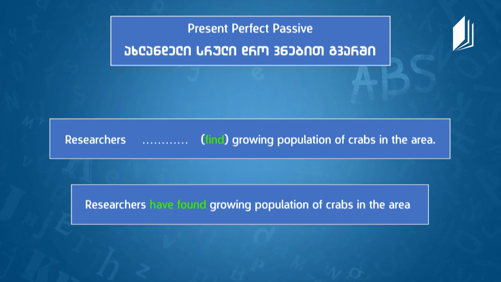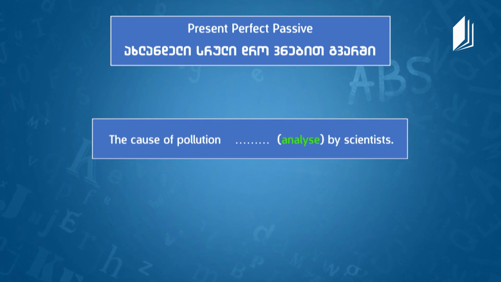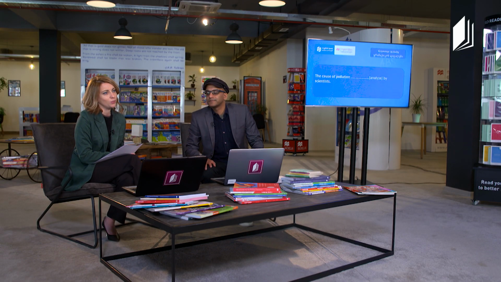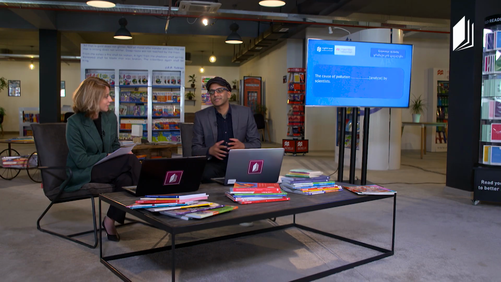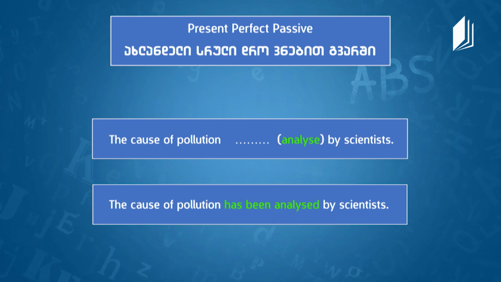Okay, now we can move on to the next sentence, and it is the cause of pollution. Then we have analyze, then by scientists. Again, the doer of the action, the agent, is at the end of the sentence. This is scientists. So I think that the focus here is on the action itself. Very good. So I have to use passive voice. So I would say the cause of pollution has been analyzed by scientists. Sounds excellent. Let's see. Yeah, absolutely right. So the cause of pollution has been analyzed by scientists.